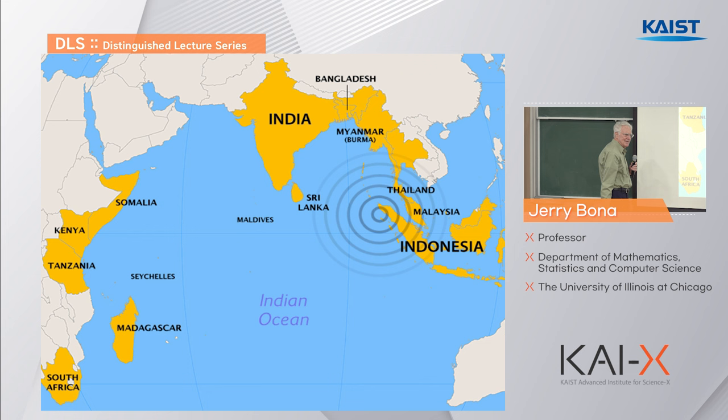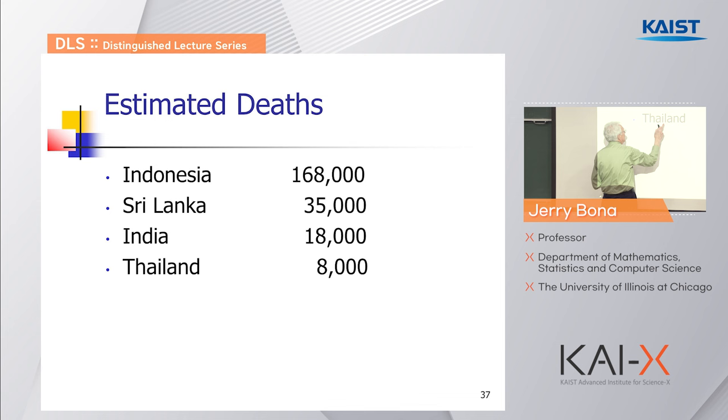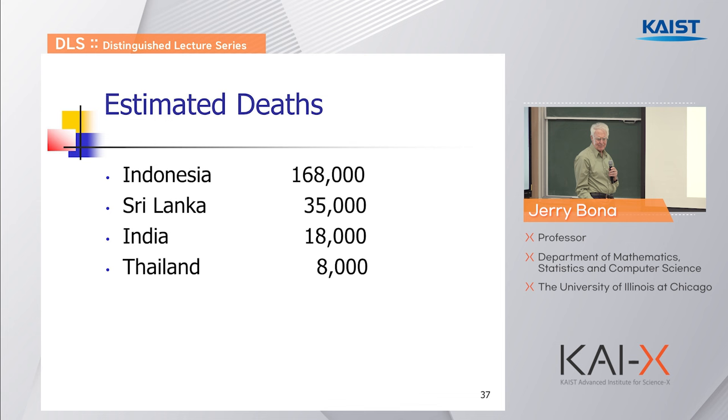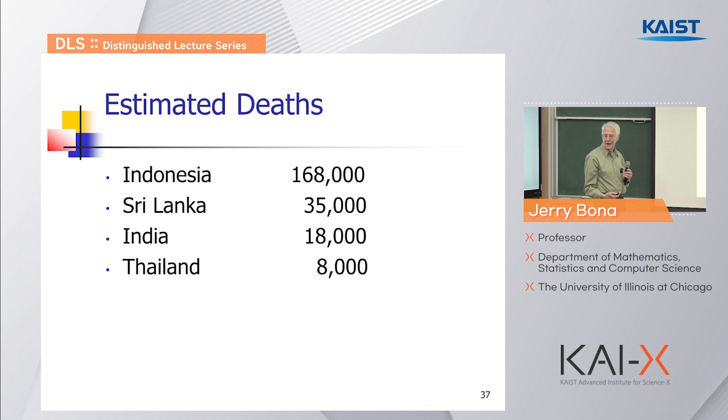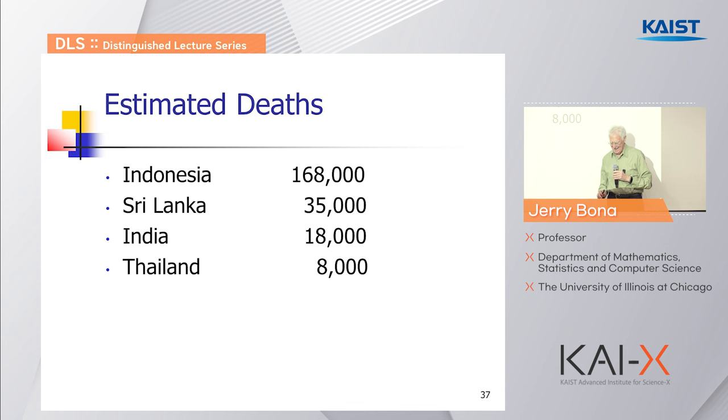Second question, a little more detailed. Okay, so these are estimated death tolls. Indonesia, of course, got the worst. I want to call your attention to Sri Lanka and Thailand, because they're both about the same distance from the epicenter. And there's a factor of 4 difference in their death totals. Why? What's going on? Okay, so I would like to be able to explain why this big difference, and that actually might be important because it might have something to do with the way you organized your coast and your coastal defenses against such things.